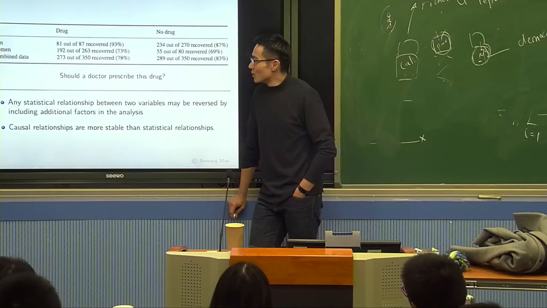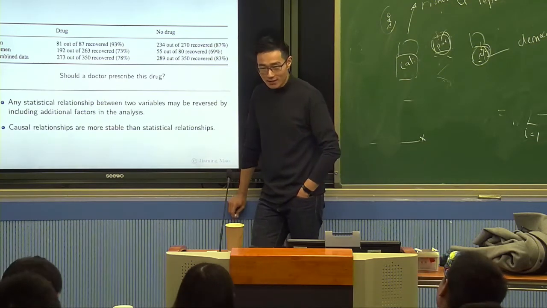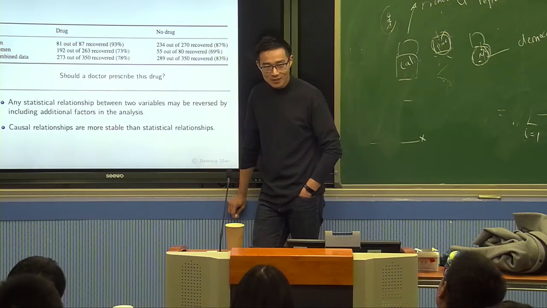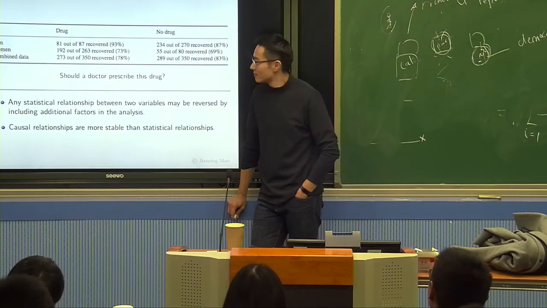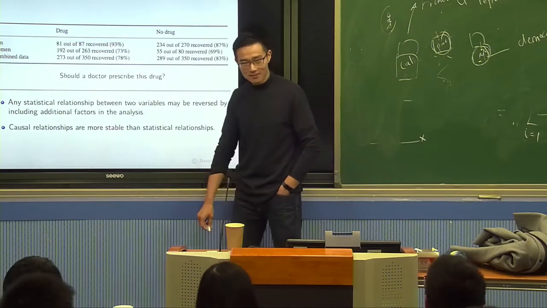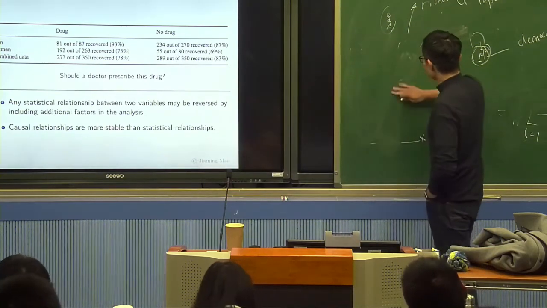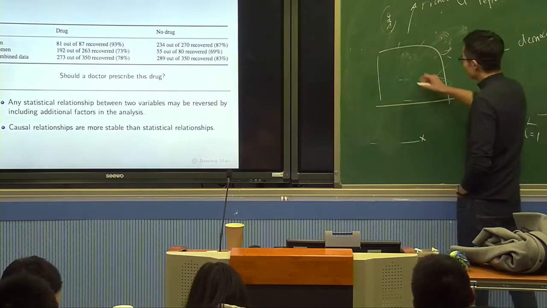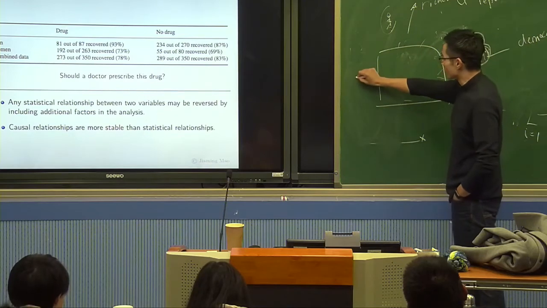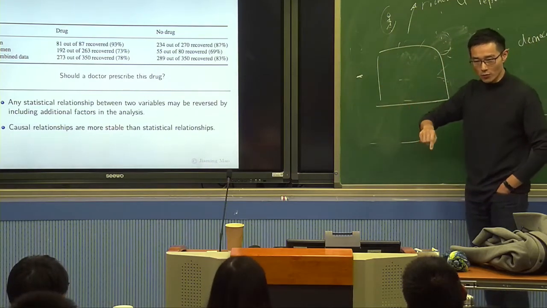What if I divide men again into two groups, tall men and short men? Is it possible that for tall men the recovery rate is lower, for short men the recovery rate is lower, but on aggregate it's higher? Here's the idea: this is the whole population, and on the whole population the correlation is negative. Taking the drug, lower recovery rate.